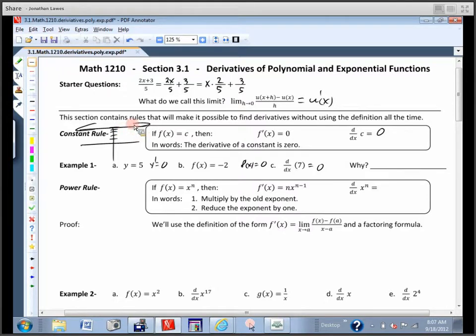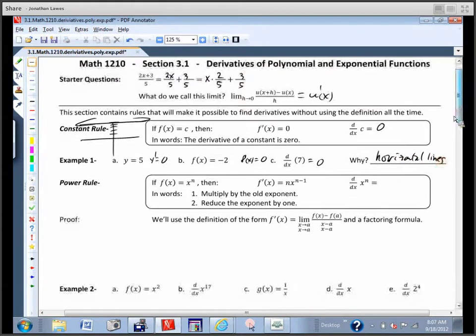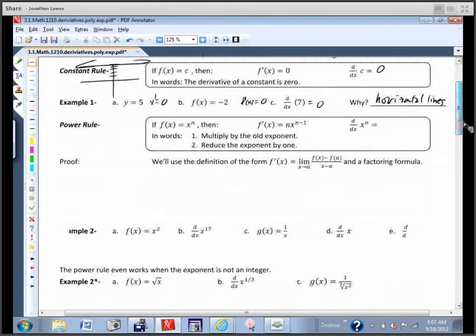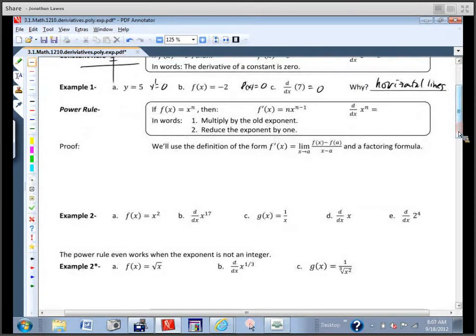A lot of times we reserve no slope for a vertical line. Every one of these is a horizontal line. So y equals 5 is that line right there. If somebody says derivative, we think slope, we think instantaneous rate of change. So what is the slope of this? It's a horizontal line, so the slope is 0. So we'll just say that they are horizontal lines. So they have a slope of 0 everywhere.